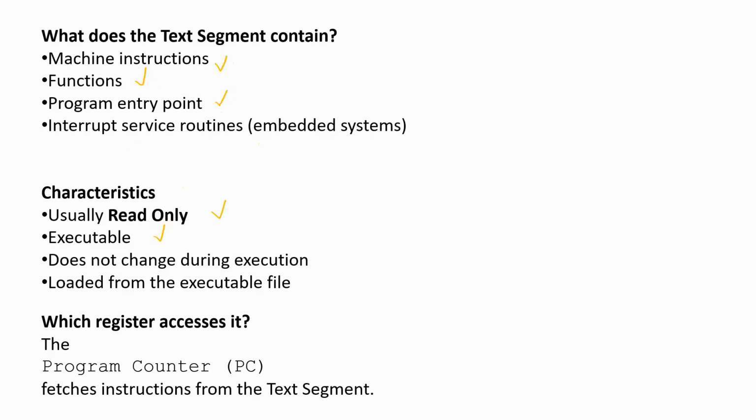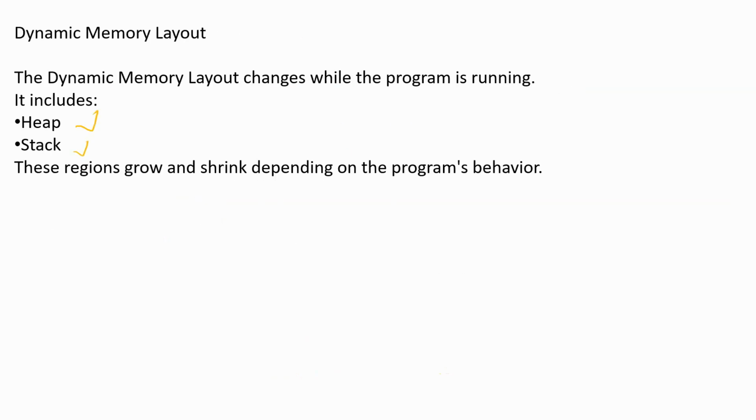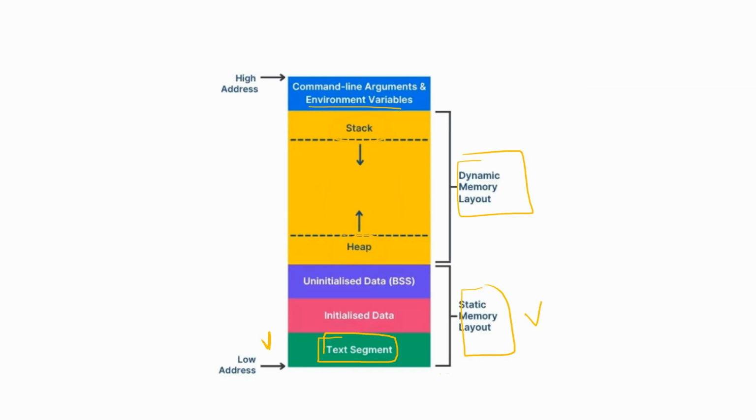And who is going to access this text segment? Our special register, which is nothing but the program counter, can access this text segment, and it is going to fetch instructions one by one from this segment of memory. So in this whole memory, I'm going to use these lower addresses for this text segment, allocating them for storing my instructions.